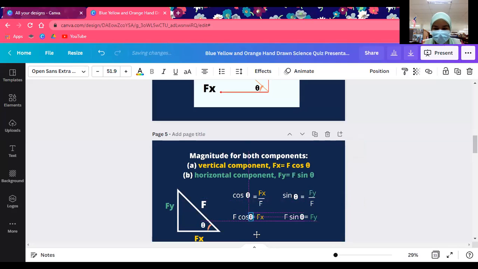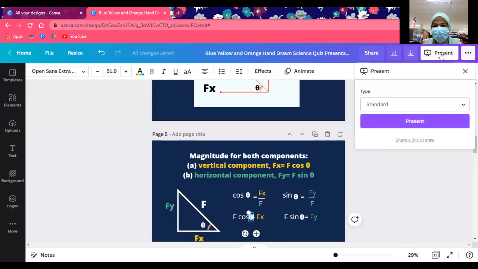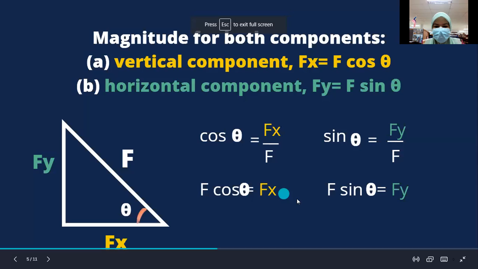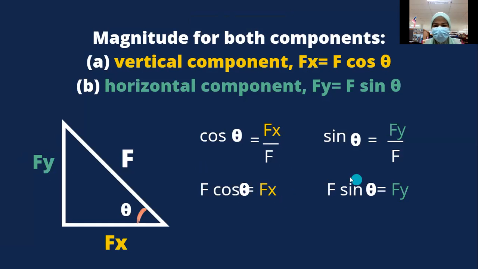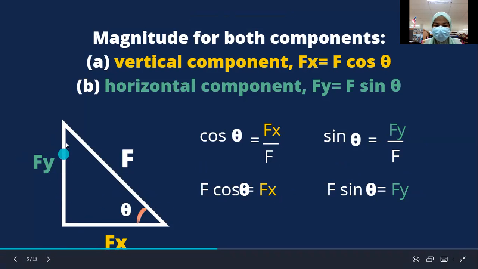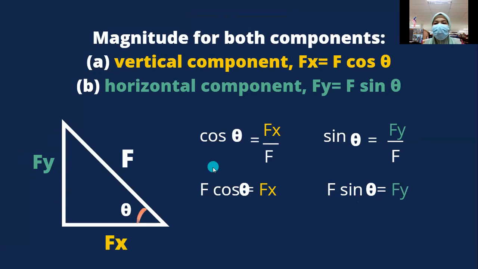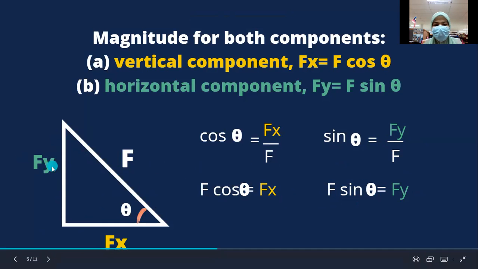Cos theta is equal to Fx over F. Then when you want to find the Fy component, sin theta is equal to Fy over F. Then we will find Fy using trigonometry: F sin theta. You need to resolve one by one, to the y component and also the x component.